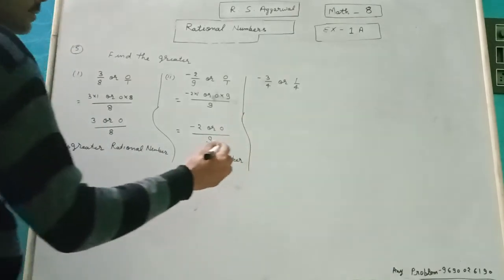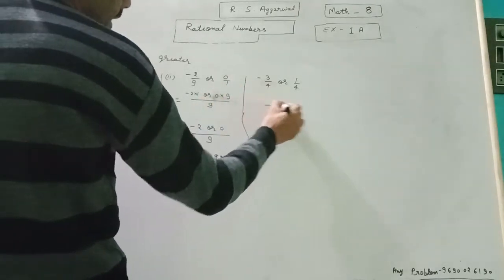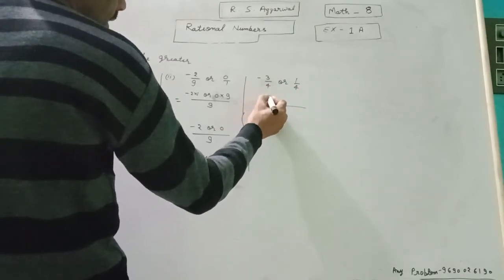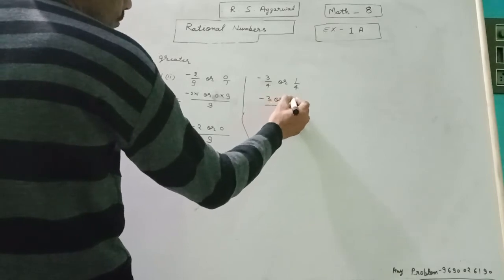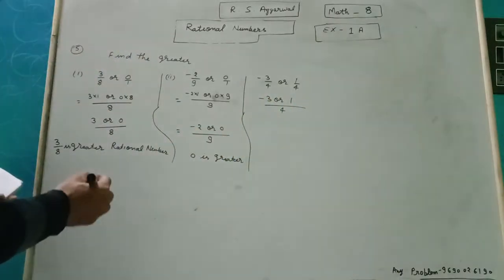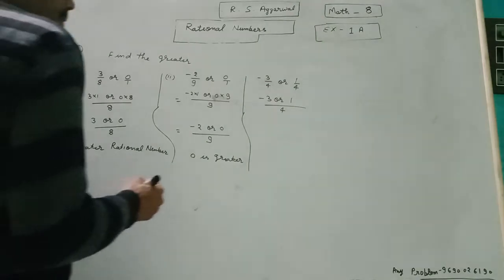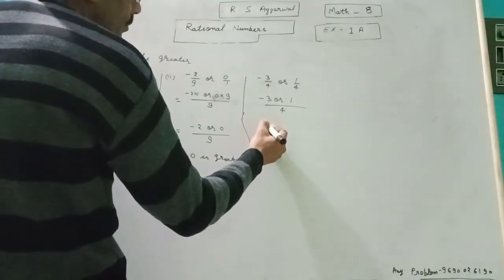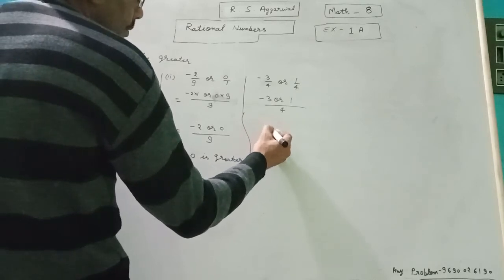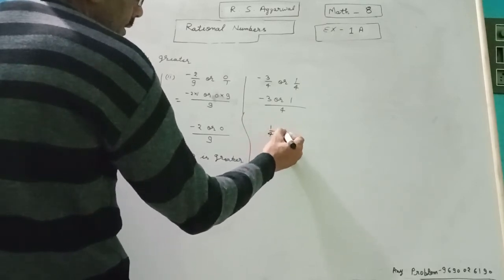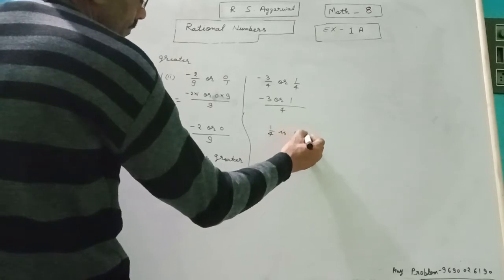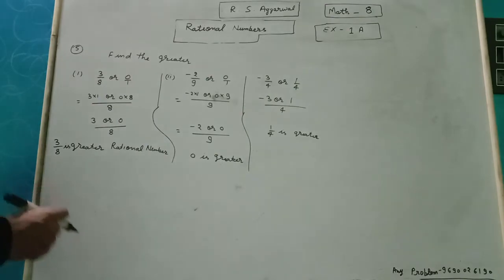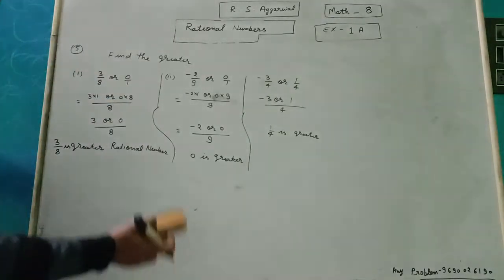Third part is, taking the LCM of 4 and 4, LCM is 4. Minus 3 or 1. Minus 3 will be smaller, 1 is greater. Positive number will be greater, so 1 upon 4 is greater. First part, second part, third part is complete.